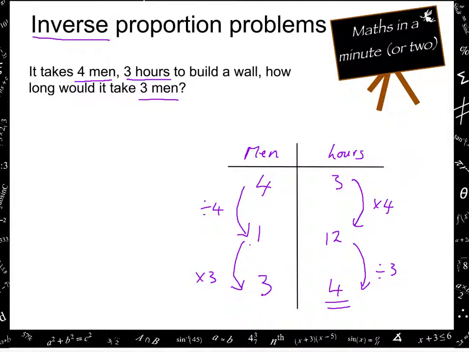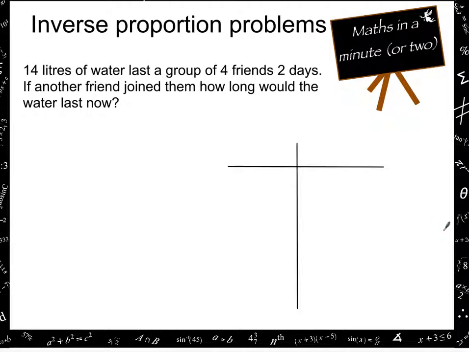Now this is another example here. Inverse proportion, when we're talking about 14 litres of water last a group of 4 friends 2 days. If another friend joined them, how long would the water last now? Now the 14 is actually a red herring. You don't really need that in the question. It could say a bottle of water, because it's not actually important in this question.